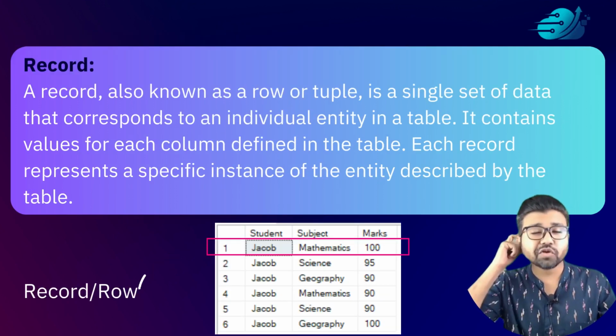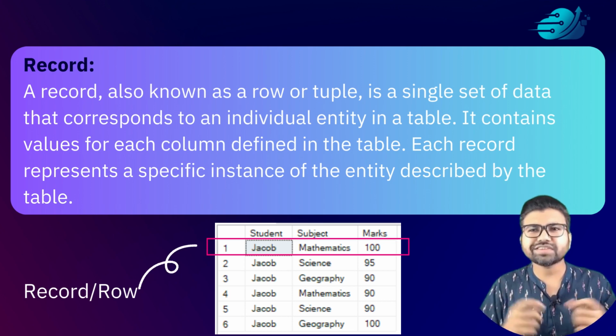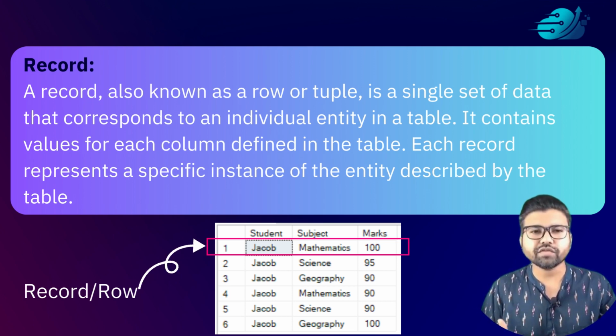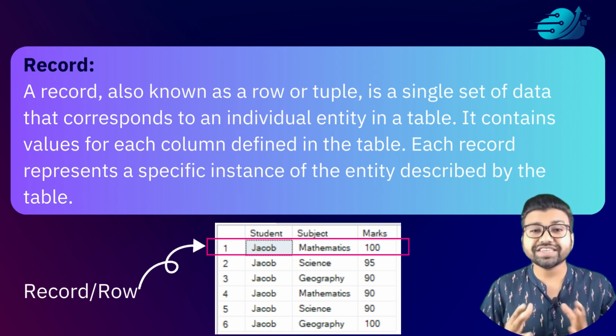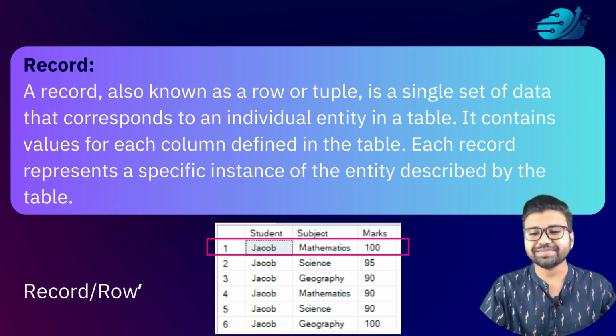Okay, the next following question is: what is a record? What is a tuple? What is a row? What do we call it? A record, also known as a row or tuple, is a single set of data that corresponds to an individual entity in a table. It contains a value for each column defined in the table. Each record represents a specific instance of the entity described by the table.